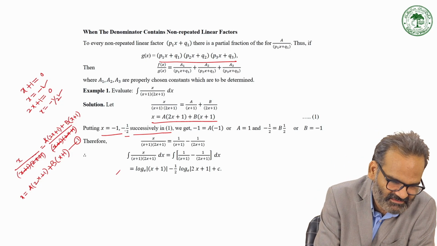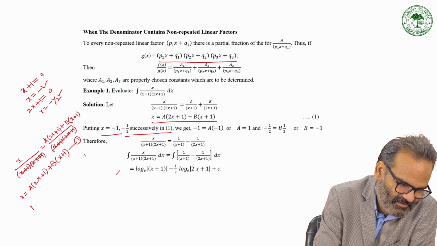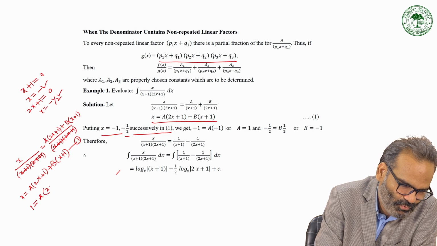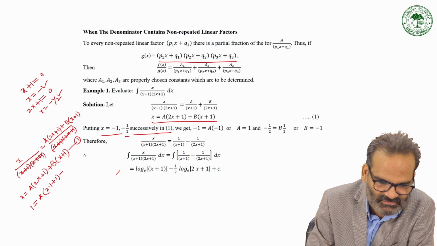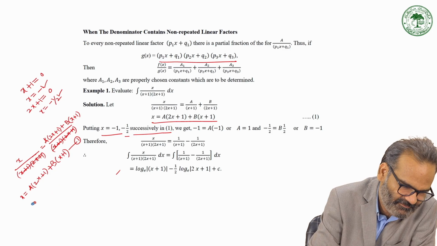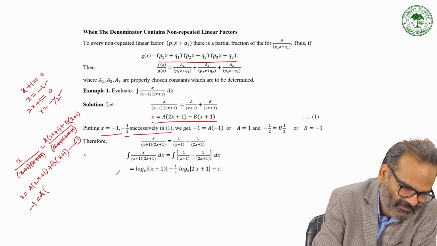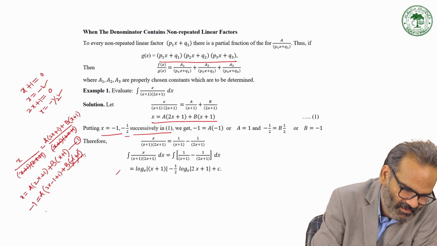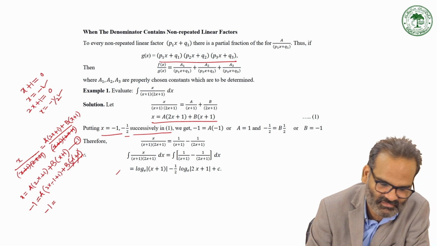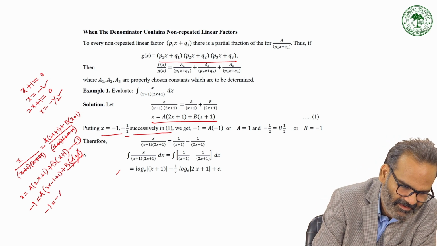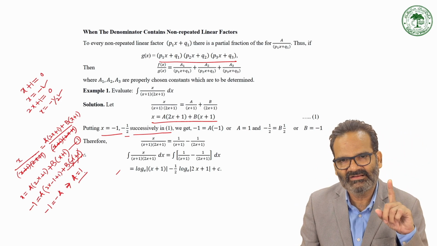Put x equal to minus 1. What will happen? Let me explain. Minus 1 is equal to a(2 into minus 1 plus 1) plus b(minus 1 plus 1). So minus 1 plus 1, this is 0. So minus 1 is equal to a into minus 2 plus 1, which gives minus a. So this implies a is equal to 1, right? So putting x equal to minus 1, you will get the constant a.